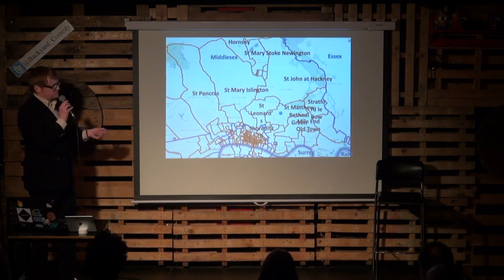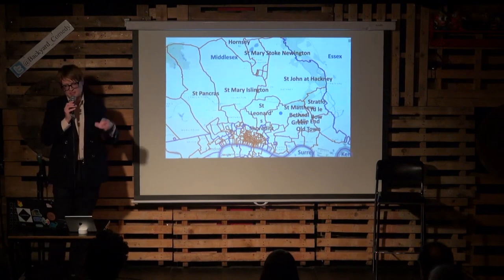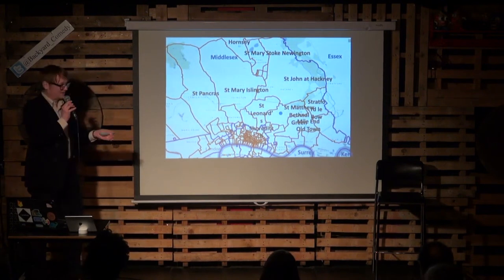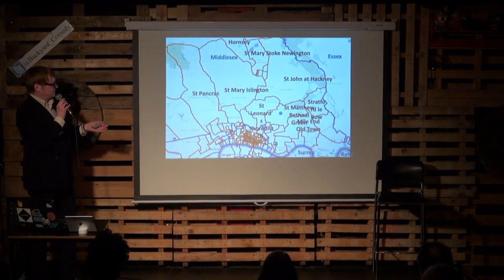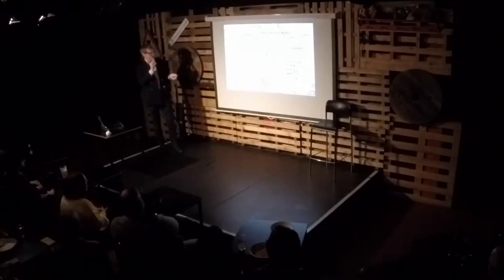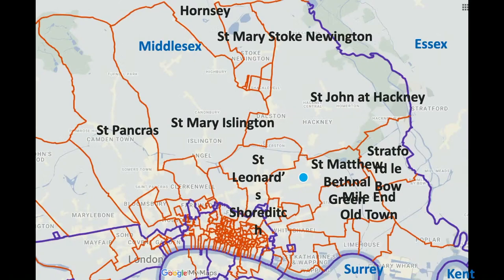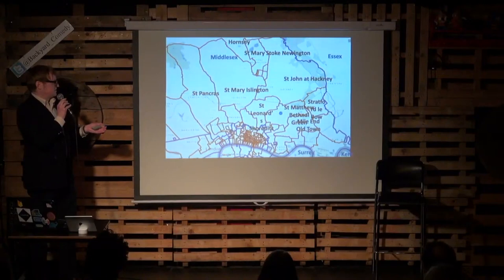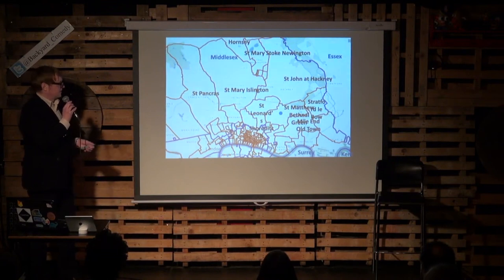Parishes were originally based on ecclesiastical parishes, so the church basically. They had different names, usually named after saints. Hackney was St. John. We're here, Bethnal Green. That doesn't really come through on the map, but it was St. Matthew. Islington was St. Mary, and you'll see that later on the actual boundary markers. St. Pancras, obviously, was St. Pancras.